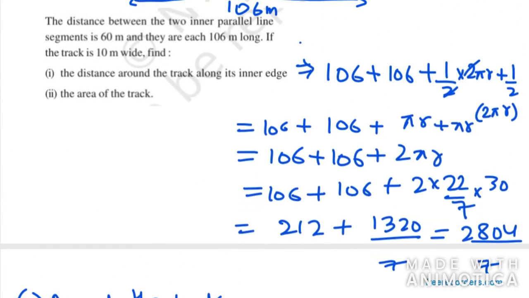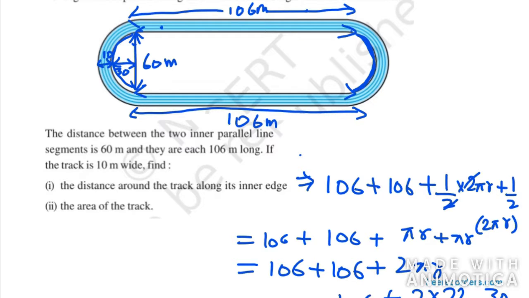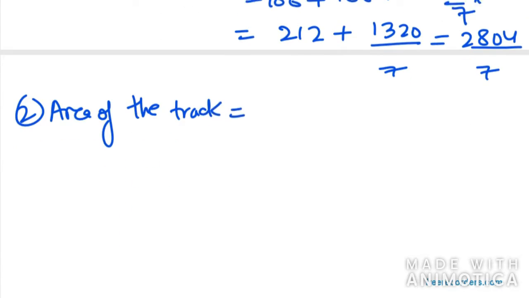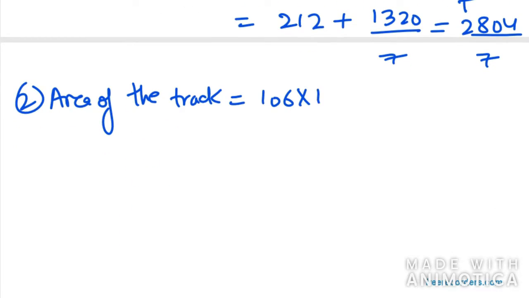In case of area of the track, we need to cover this blue part shaded in this diagram, figure 12.26. First of all, as you can see, we have two rectangles present here. So we'll be finding the area of two rectangles. That will be the same. The width given to us is 10. So length is 106 and breadth is 10. So 106 into 10, 106 into 10 plus.